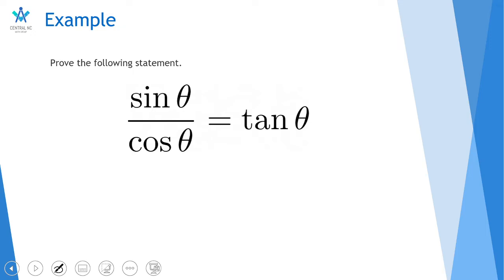So our first example here is asked to prove the statement sine divided by cosine equals tangent. So what we'll do here is we'll try to remember what sine, cosine, and tangent actually are. So let me write down the acronym, SOH CAH TOA. So let me write it in a mathematical sense. So first I'll rewrite sine.